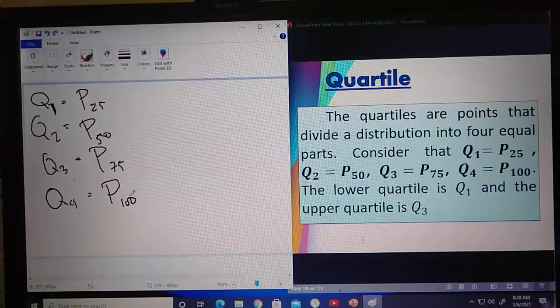For example, hinahanap natin ang Q3. So instead of using the formula for Q3, i-convert lang natin si Q3 into percentile, which is 75. So hanapin lang natin yung P75. Ganun lang po yan.